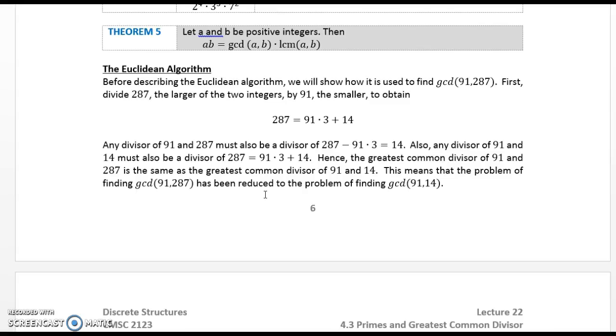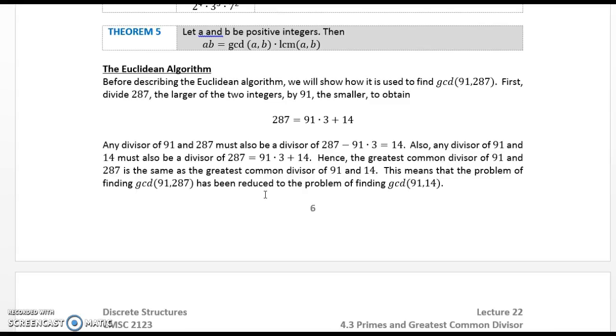and 287. First, divide 287, the larger of the two integers, by 91, the smaller, to obtain 287 is equal to 91 times 3 plus 14. Any divisor of 91 and 287 must also be a divisor of 287 minus 91 times 3 equals 14. Also, any divisor of 91 and 14 must also be a divisor of 287 equals 91 times 3 plus 14.